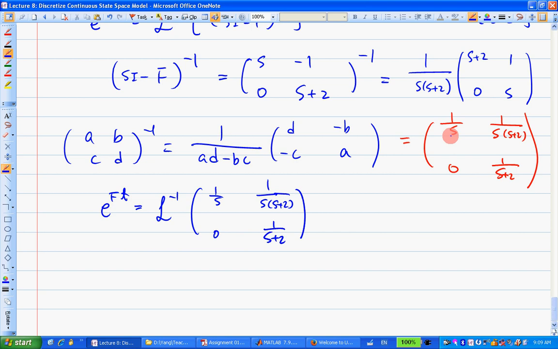So what is the inverse Laplace of 1 over s? What was it? Anybody? Unit step, exactly. Unit step. Okay, so when you learn control systems, there are a couple of things that should be printed in your brain. This is one thing, right? What's the inverse Laplace of 1? And what's the inverse Laplace of 1 over s plus 2?